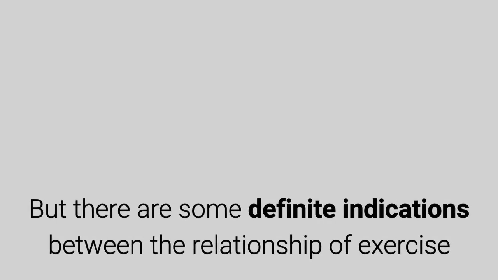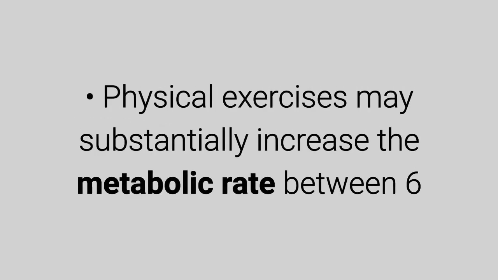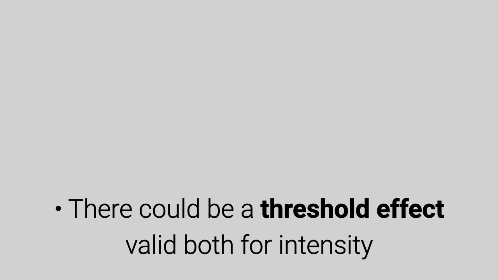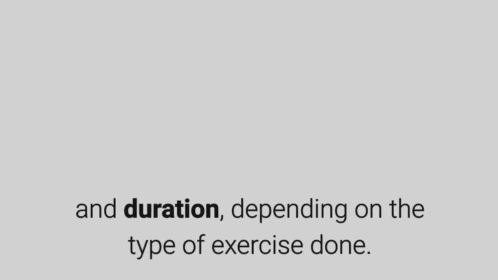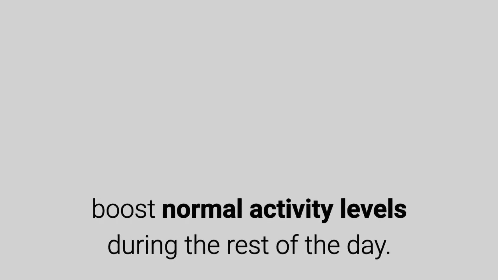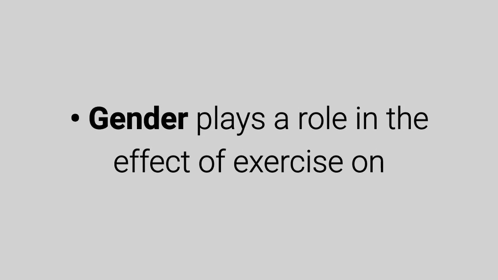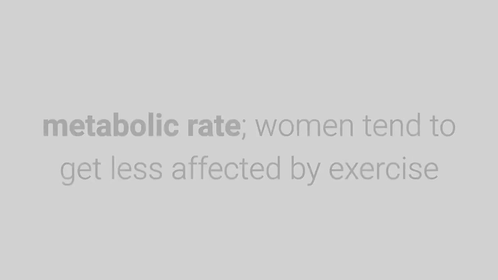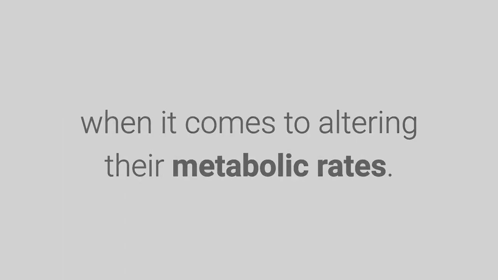But there are some definite indications of the relationship between exercise and metabolic rate. These are given below. Physical exercises may substantially increase the metabolic rate between 6 and 36 hours of the exercise session. There could be a threshold effect valid both for intensity and duration, depending on the type of exercise done. Endurance exercises, if done regularly, boost normal activity levels during the rest of the day. Gender plays a role in the effect of exercise on metabolic rate. Women tend to get less affected by exercise when it comes to altering their metabolic rates.